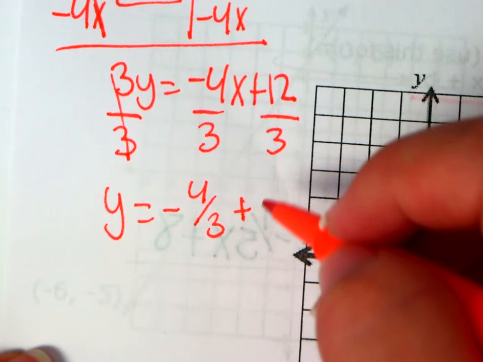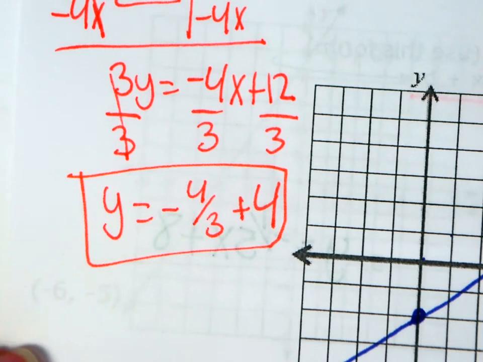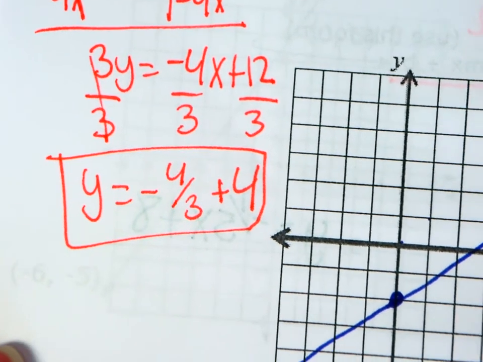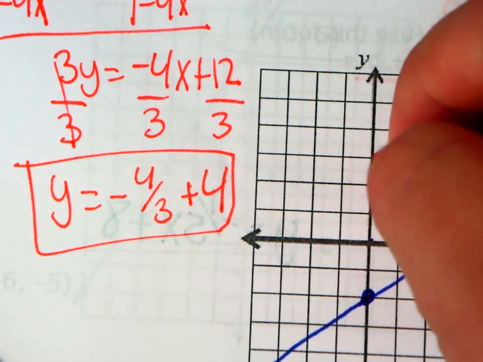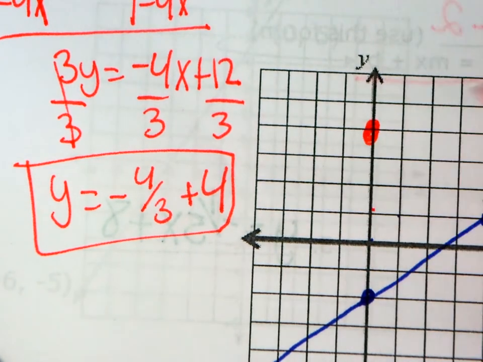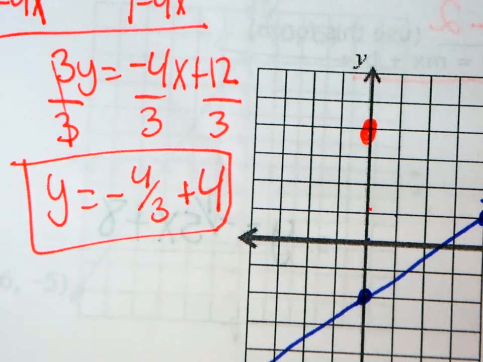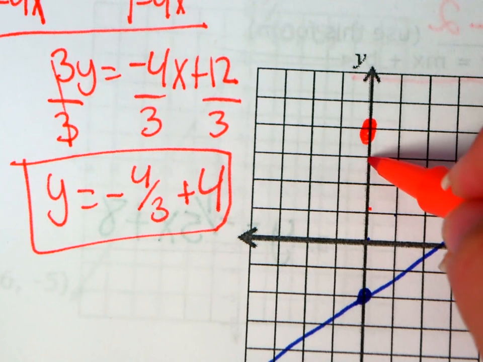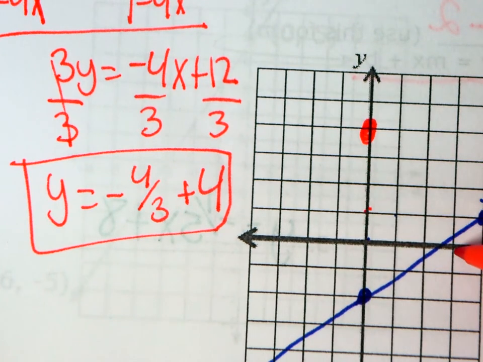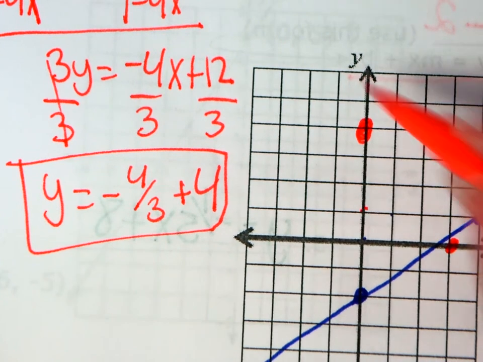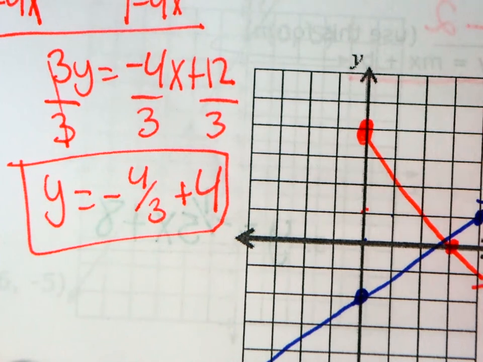4. Good. Now to graph it, where do I start? Start at the +4. 1, 2, 3, 4. My slope is -4 over 3. So go down 4 across 3. And I can't do that anymore. So connect those two dots.